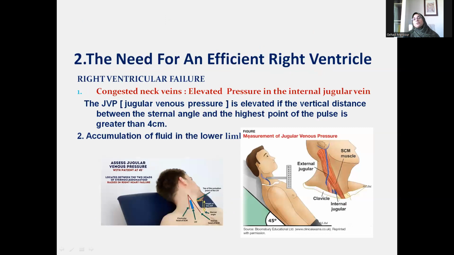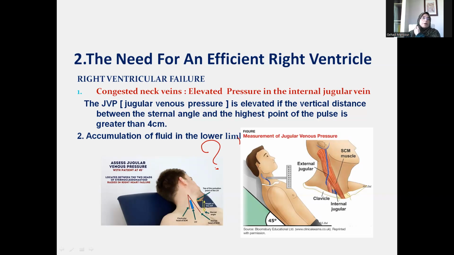In right ventricular failure, on the other hand, the right ventricle cannot pump blood into the pulmonary artery, and there are congested neck veins. And you have to know, this is very important, how to examine congested neck veins. The patient is seated at 45 degrees. You put a ruler or a sheet of paper horizontally at the sternal angle, and then you measure the height.